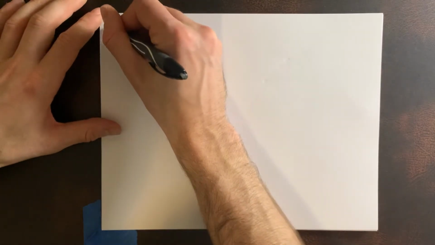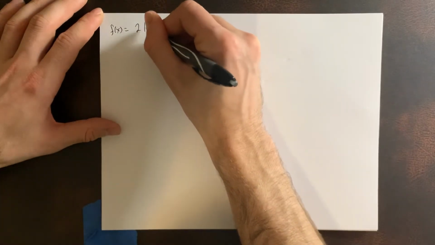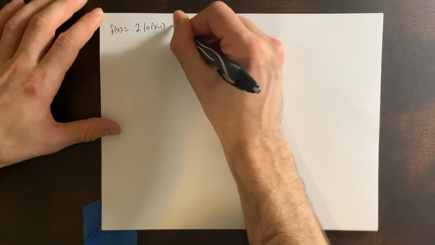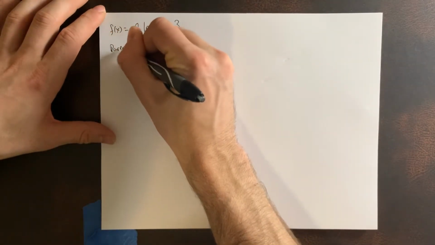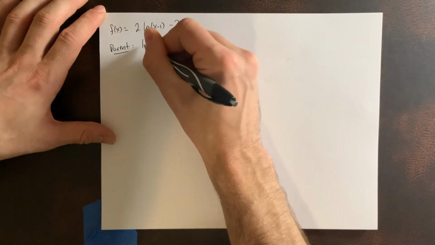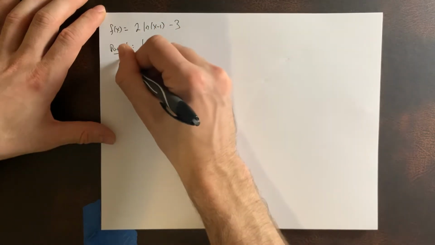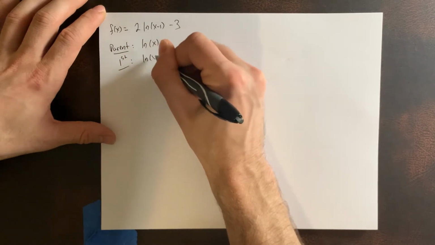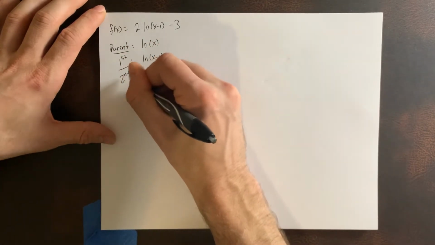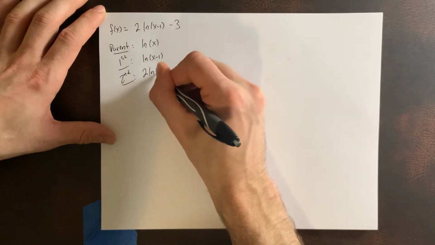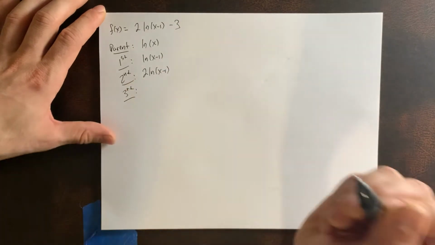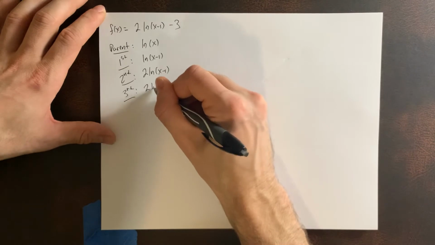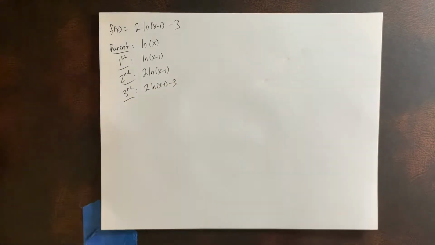So let's graph, how about we do 2 natural log of x minus 1 minus 3. Okay, so let's start with the parent function. The parent function here is just going to be natural log of x. And then the first transformation is natural log of x minus 1. The second transformation is this 2 natural log of x minus 1. And the third transformation is going to be, we have the 2, the natural log of x minus 1, and then minus 3.